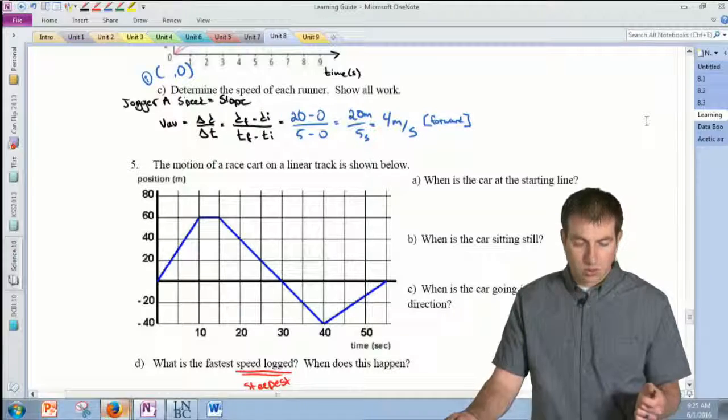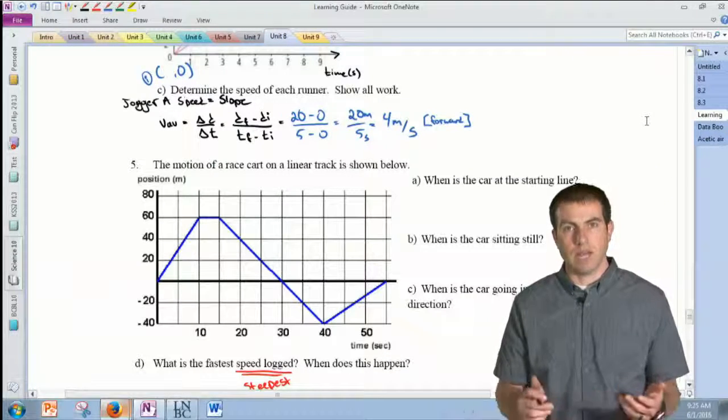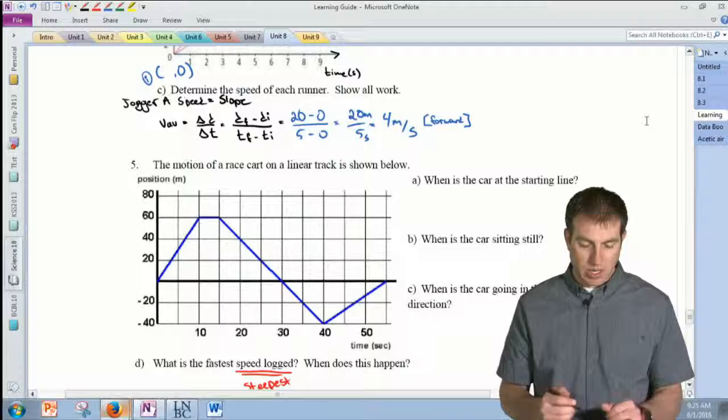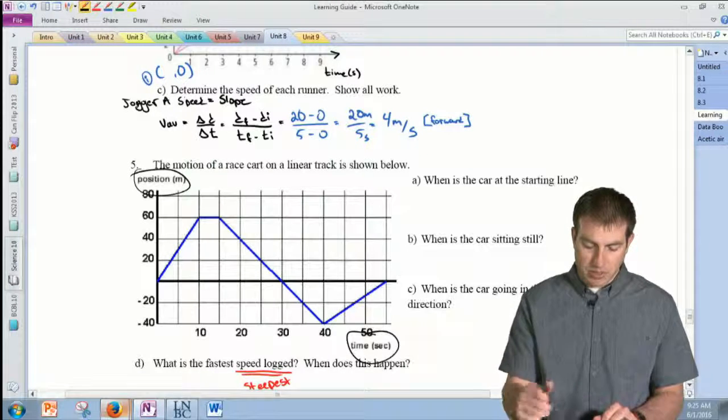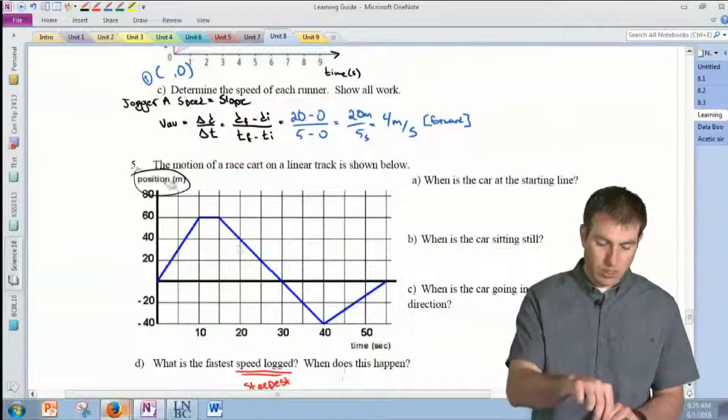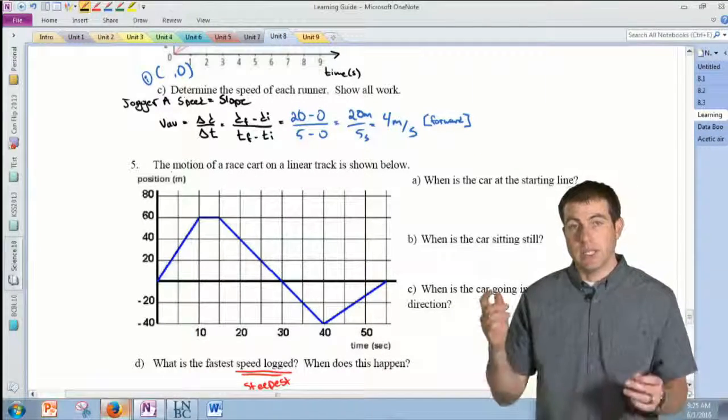All right, so question number 5 is talking about this graph here, and we can see it's a position time graph. We have position up here at the top, time down here at the bottom. So we know that we're dealing with position in meters, time in seconds.